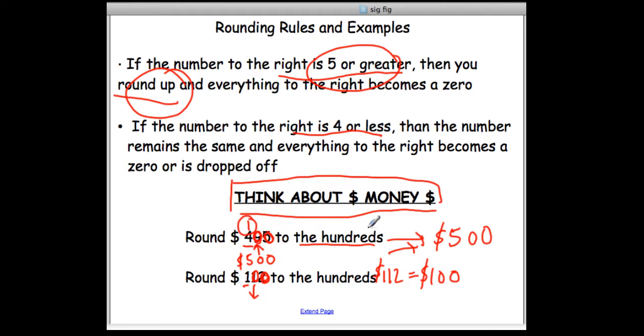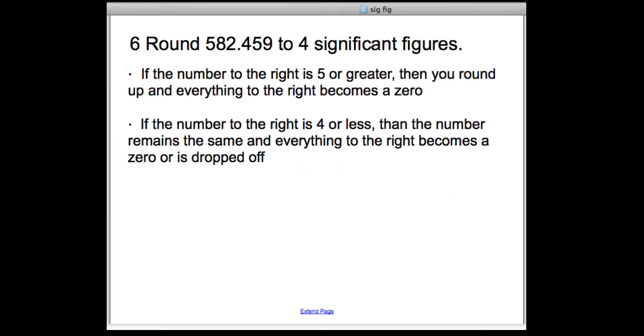The big idea, guys, is that we are maintaining the value of the number. $495 is very, very similar in value to $500. $112 is very similar to $100. We're not dropping any of the numbers off here. We're keeping the value of the numbers. Let's take a look at some examples with significant figures, and we'll have you guys try some practice problems.